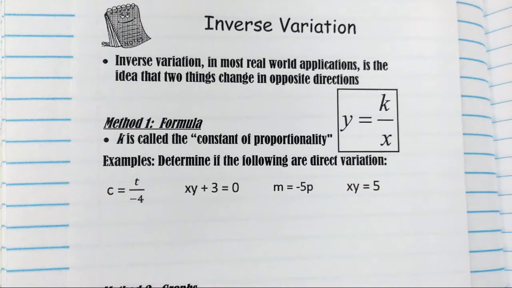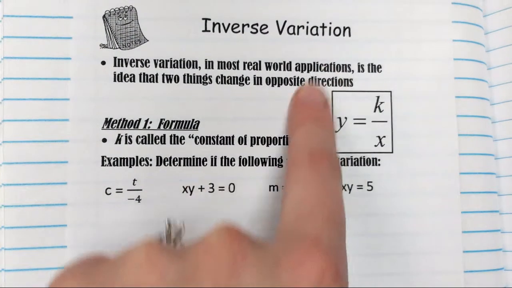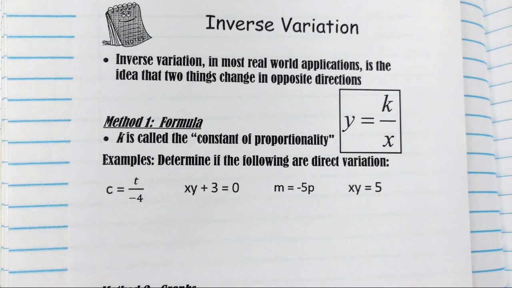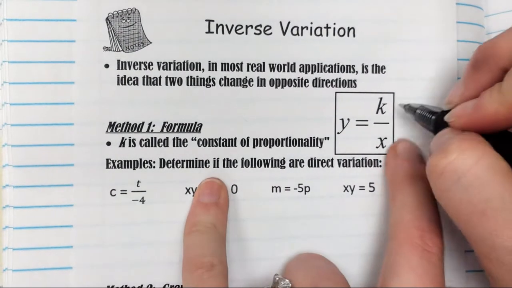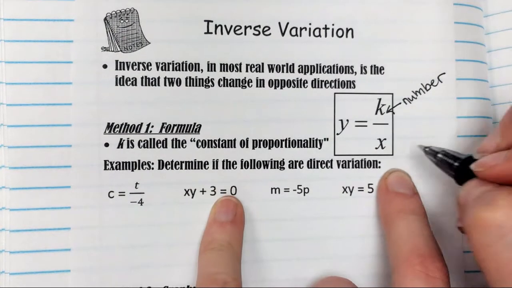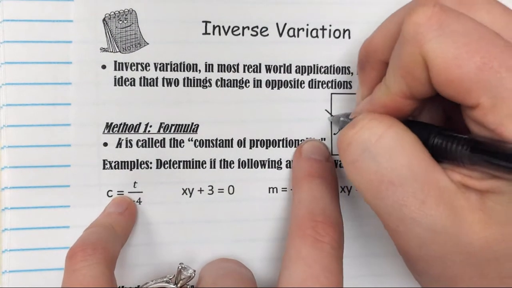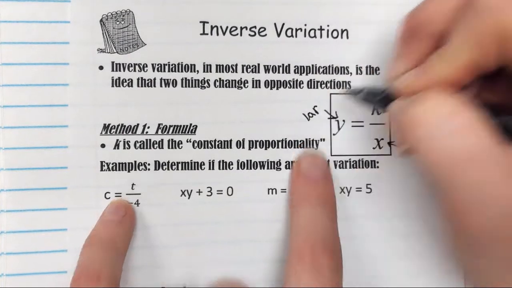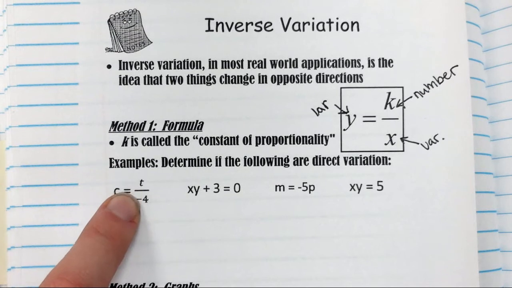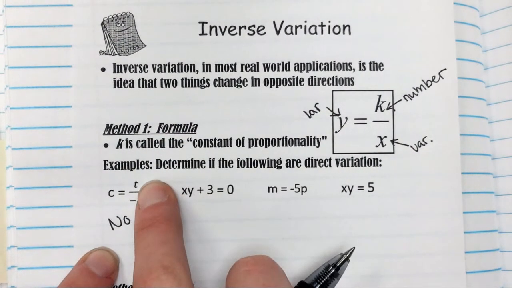So we need to be able to rearrange all of our given formulas into this format right here. Examples: determine if the following are examples of inverse variation. So the thing to look for is, do I have a number up top, k is a number, and do I have a variable in the bottom and a variable on the left. So example 1, c equals t divided by -4. This is going to be no. I have a t in the numerator instead of a number.